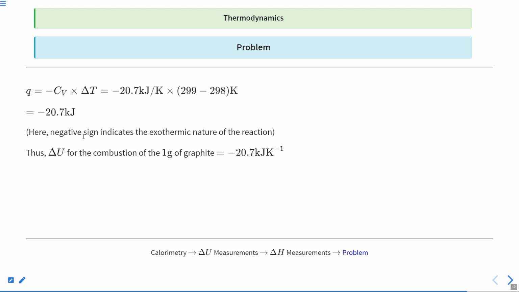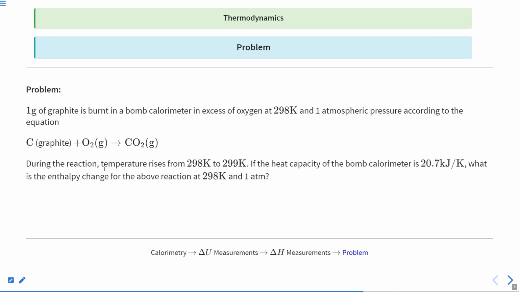Now, the negative sign indicates the exothermic nature of the reaction. That is the reason we are taking a negative sign here also. Instead of converting it later, we have taken a negative sign at the start only. This is the amount of heat that is gained by the water, so the negative of that will be lost by the system. So we have taken the negative sign, and that has given you 20.7. Clear? This is for delta U for 1 gram of graphite. We have calculated your delta U, but if you go back to the question, we don't need delta U. We need delta H, that is our enthalpy change.